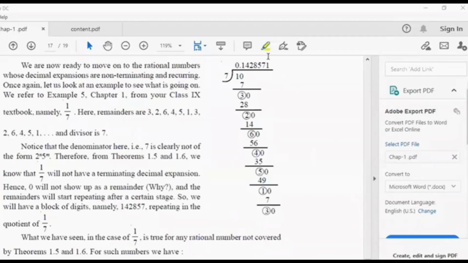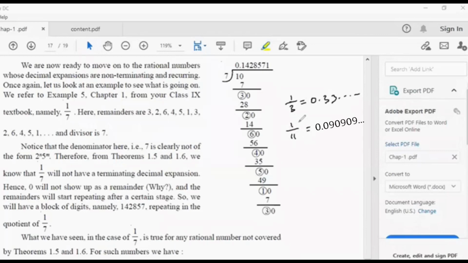For example, 1 by 3 we have seen is 0.333. Only one digit is repeating. In some other situation, 1 by 11 is equal to 0.090909, etc. In this case, the 2 digits 09 are repeating.